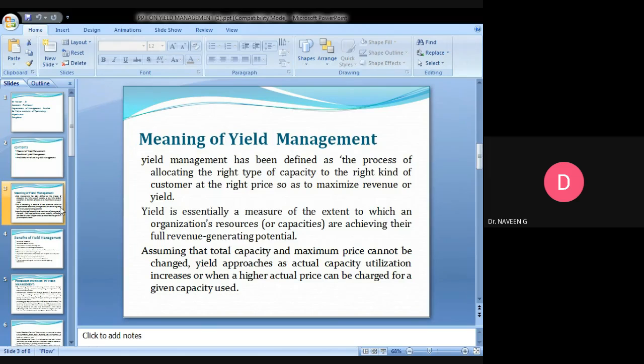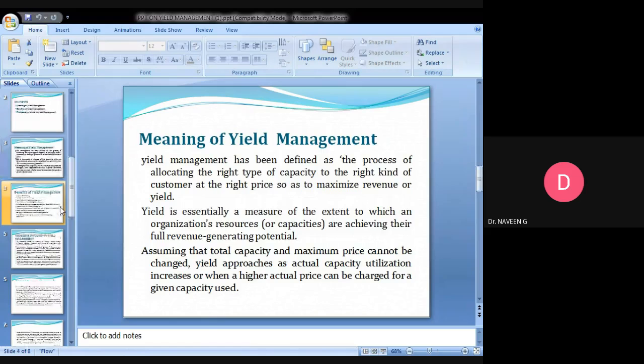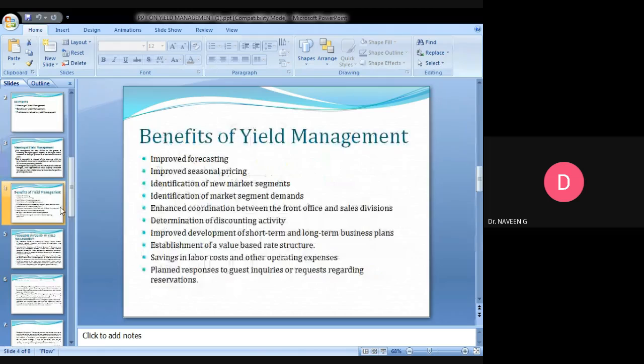So let us go to the next concept, that is, the benefits of yield management. How will yield management influence advantages or benefits? Let us start one by one. It will improve forecasting and improve seasonal pricing. Yield management will identify new market segments and market segment demands, and it enhances coordination between the front office and the sales division. It helps in the determination of discounting activity, improved development of short-term and long-term business plans, establishment of a value-based rate structure, and savings in labor cost and other operating expenses. It also plans responses to guest inquiries or requests regarding reservations. So let us discuss each advantage or benefit one by one.